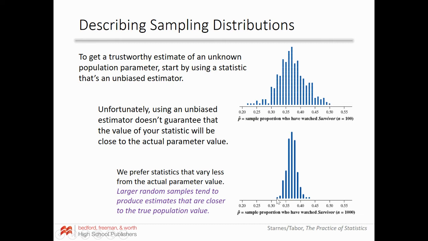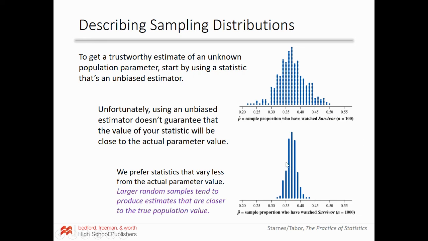Versus, if I could get it, I could shrink the variability from 0.33 to 0.43. I've cut off quite a bit of variability in my data. The question is, how do we actually minimize that variability? Well, we talked about it before, but the way to minimize your variability is to increase your sample size.